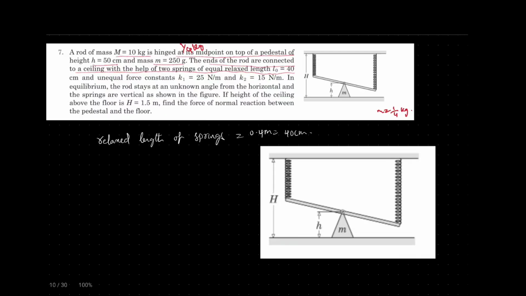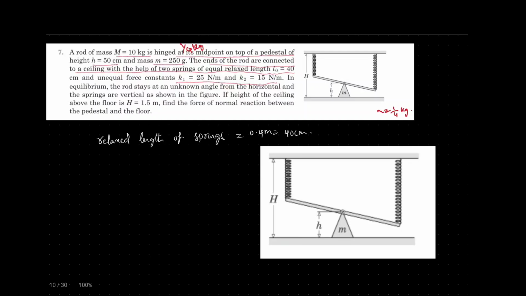Unequal force constants K1 and K2. They told that the springs have unequal force constants, and we don't know which K1 belongs to which spring and which K2 belongs to which spring, but we can figure it out with the help of theory. Of course, that's how we solve this question.